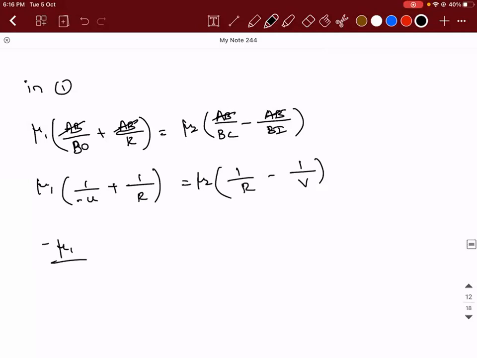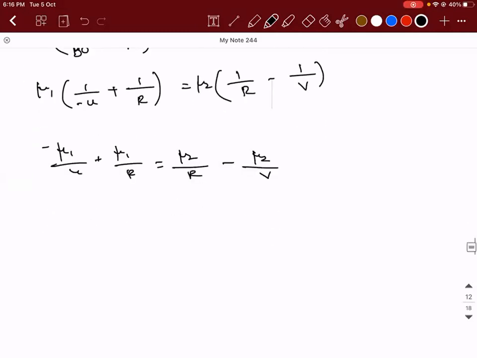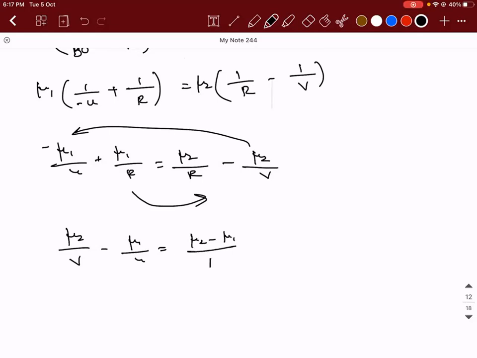Now minus mu 1 by U plus mu 1 by R is equal to mu 2 by R minus mu 2 by V. So this will come this side, this will go to the other side. Mu 2 by V minus mu 1 by U is equal to mu 2 minus mu 1, the whole divided by R.